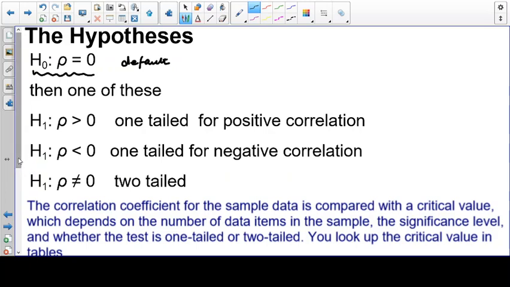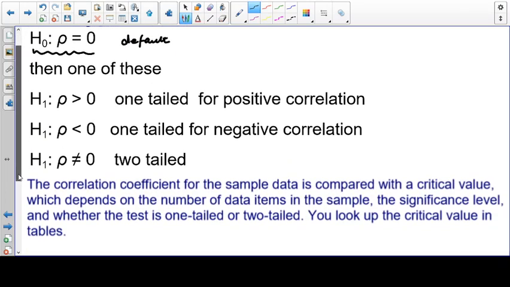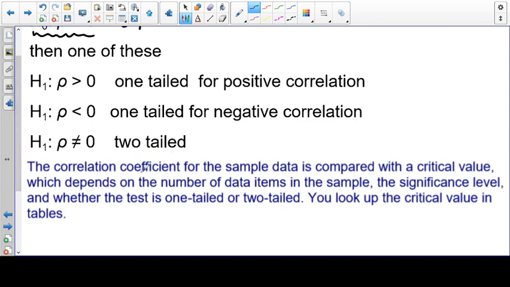Okay, now to do this, it says the correlation coefficient for the sample data, so that's our R, is compared with a critical value, which depends on the number of data items in the sample, the significance level, so that's how confident you want to be, and whether the test is one-tailed or two-tailed. These two are one-tailed, and this is two-tailed. And you look up the critical values in the table.